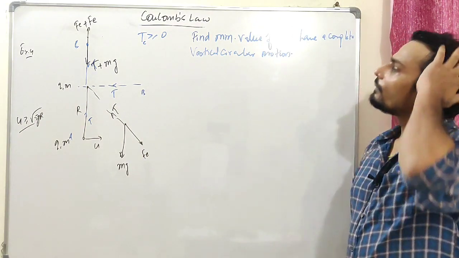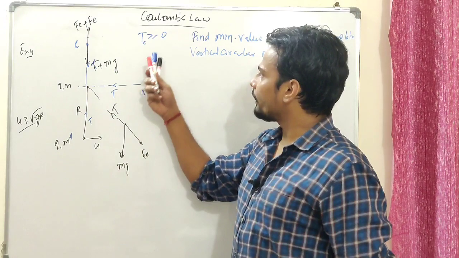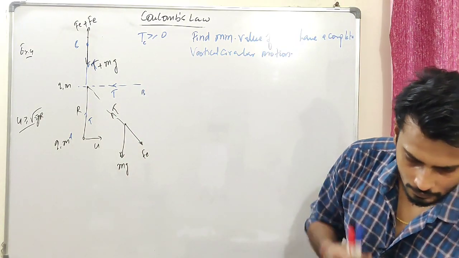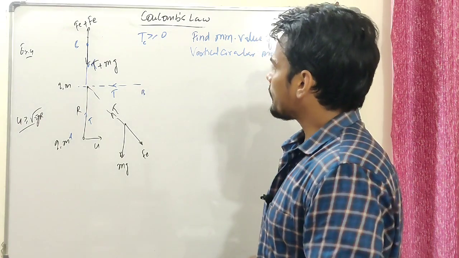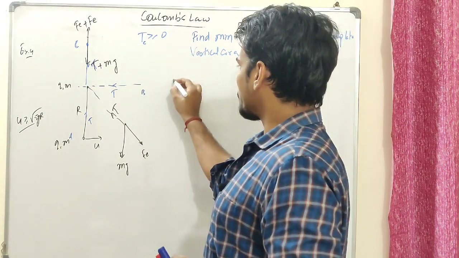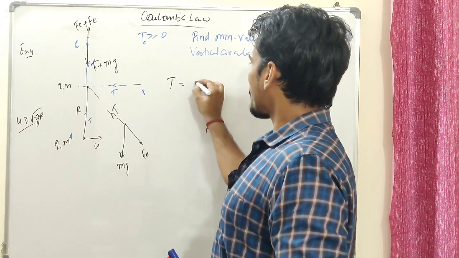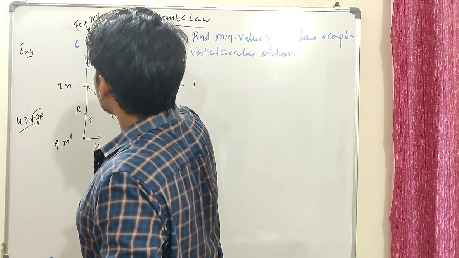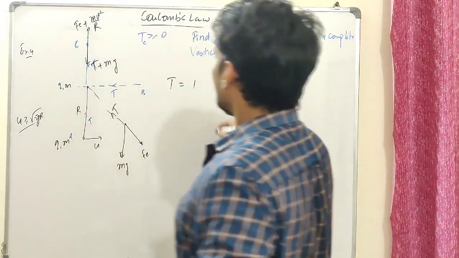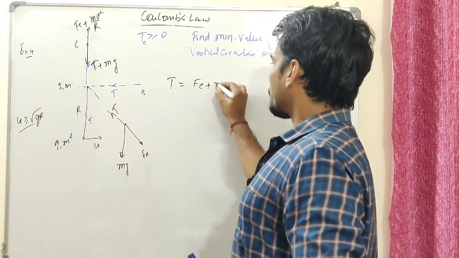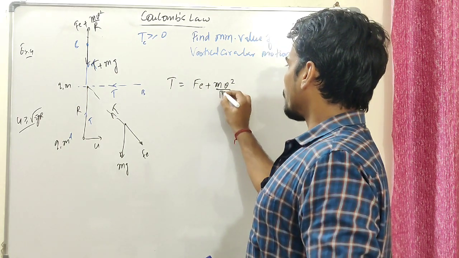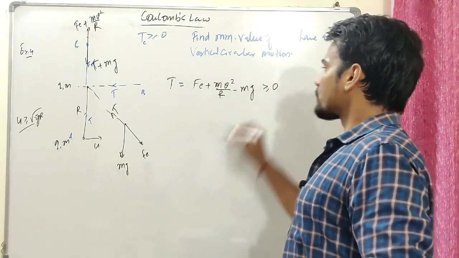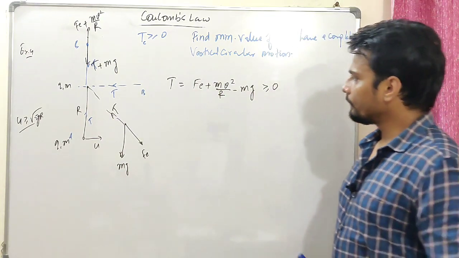Now we know that tension should be more than or equal to 0 over here. So let us see the value of tension. T minus... the centripetal force is mv square over r, not Fe. It should be Fe plus mv square over r minus mg, and that should be more than or equal to 0 to have a vertical circular motion.